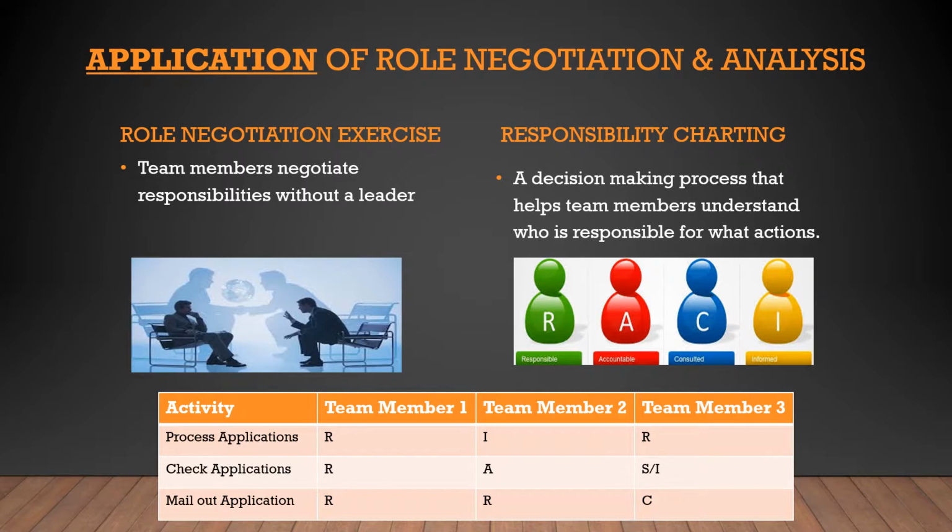There are 4 steps. First step, privately each member writes down the activities and responsibilities of their role. What is expected to be done? When should things be done? How things should be done. Step 2. Each team member reads all activities.